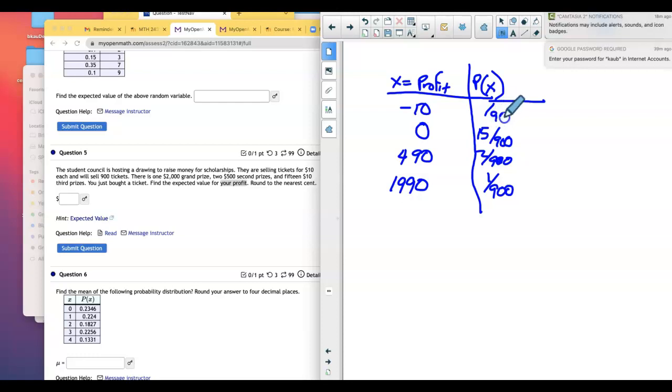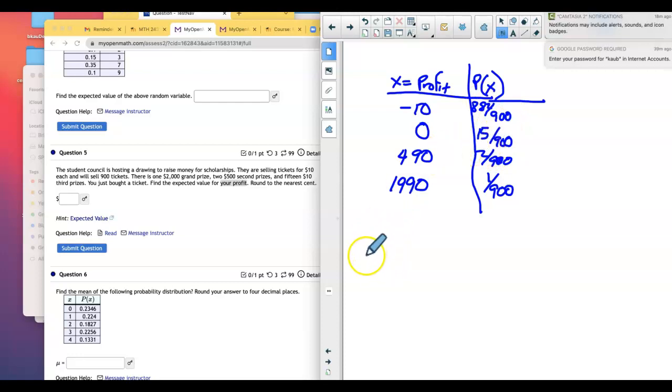So what we would do there is add these up. That's 18, and subtract from 900. So you get 882 out of 900. 882 plus 15 plus 2 plus 1 is 900. Okay. All right, so those are our x and p of x.